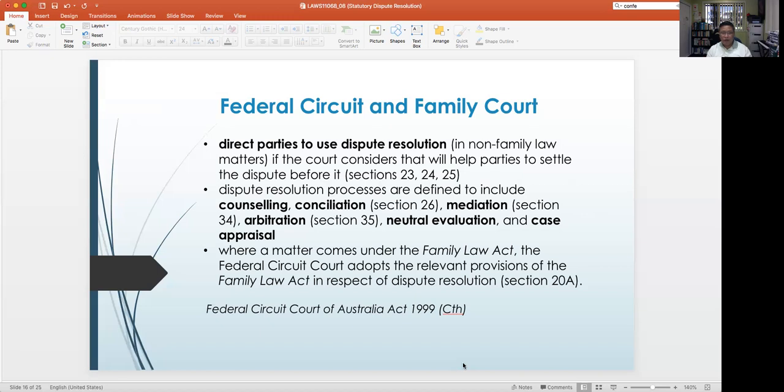We're quite familiar with these EDR processes. Counseling, we have a sense about what counseling is. Somebody is counseling the parties, giving them advice on several relevant matters. Now, where a matter comes under the Family Law Act, the Federal Circuit Court adopts the relevant provisions of the Family Law Act in respect of the dispute resolution.